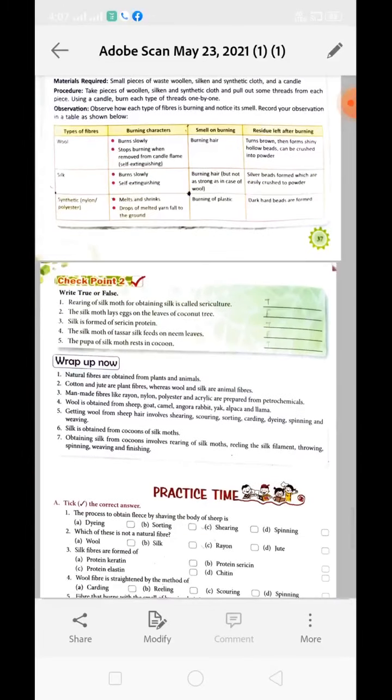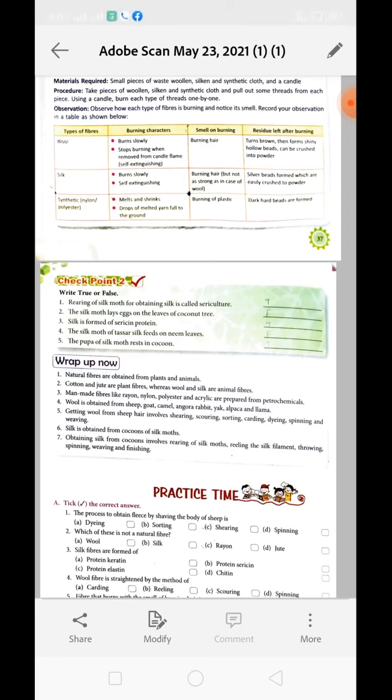Okay, true or false? First, rearing of silk moth for obtaining silk is called sericulture. True. Second question, the silk moth lays eggs on the leaves of coconut tree. No, it is false. It is mulberry tree. Third question, silk is formed of sericin protein. No, it is formed of basically fibroin protein, but sericin is the gluing material present. Understood? So we can say it is true.